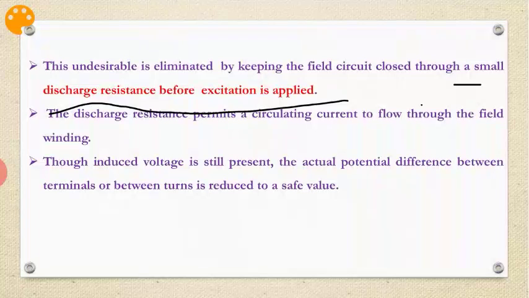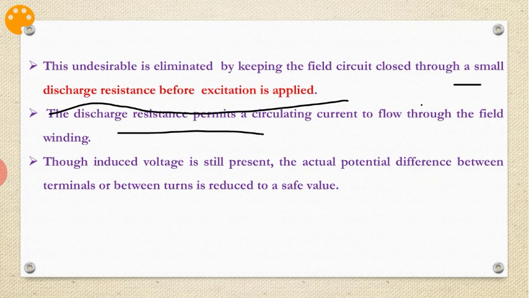So we have to go for an alternate method that discharges what is stored in the field circuit. So we are going to connect a resistance. Its name is a small discharge resistance before excitation is applied. The discharge resistance permits a circulating current to flow through the field winding. So induced voltage is still present, but the actual potential difference between the terminals or between turns is reduced to a safe value.